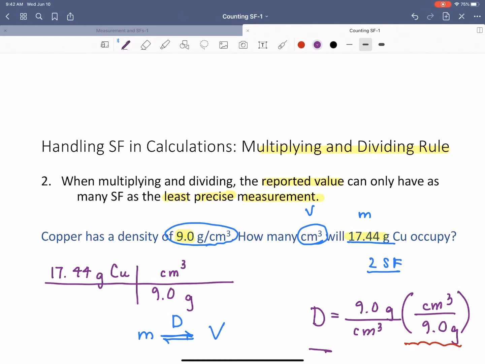17.44 divided by 9 equals, the calculator spits out a very long number, 1.937777778. The grams have canceled. Grams of copper have canceled. And the cubic centimeters of copper are left. But my answer should only have 2 sig figs. So I start on the left and I count 1, 2. I look to the right, that's a 3. That means we don't round up, leave the 9. The answer is 1.9 cubic centimeters is how much copper we have.